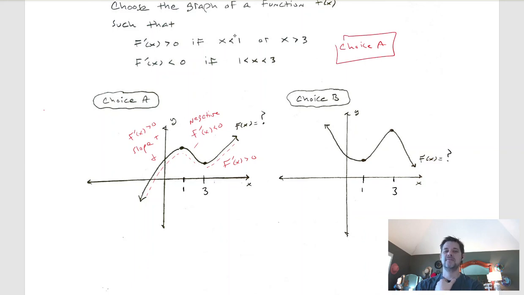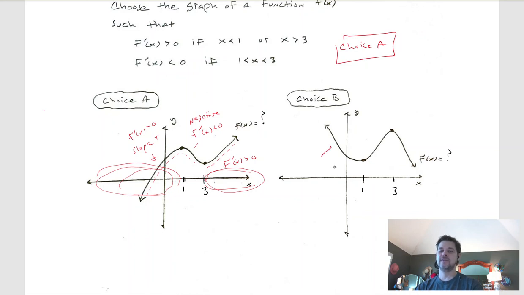Because if x is less than 1, that puts you on this part of the axis, where the derivative is positive. And if x is greater than 3, that puts you on this part of the axis, corresponding to this part of the curve, where again the derivative is positive. But between 1 and 3, that puts you on this part of the curve where the derivative is negative. That will make it choice A. It can't be the other one, even though we haven't looked at it. The other one is backwards, okay?